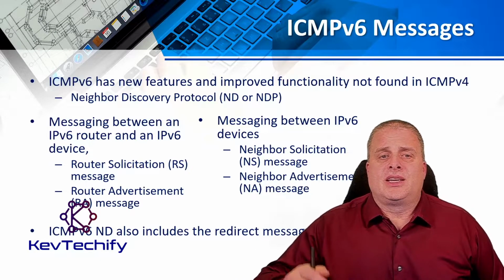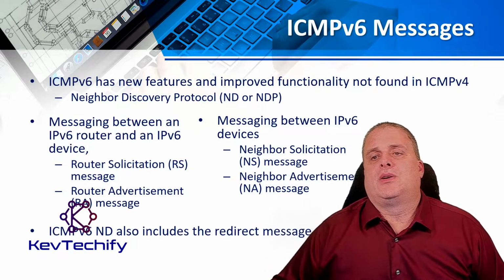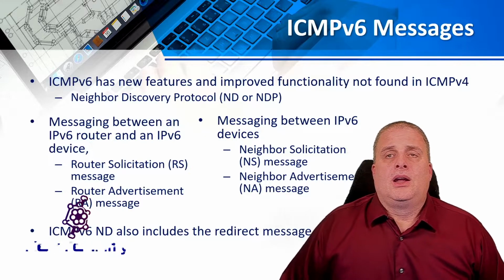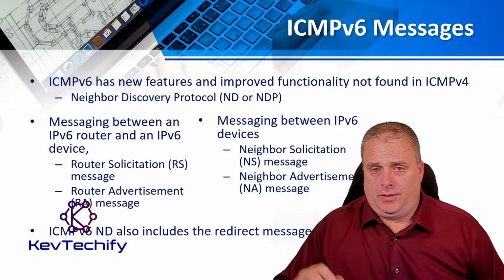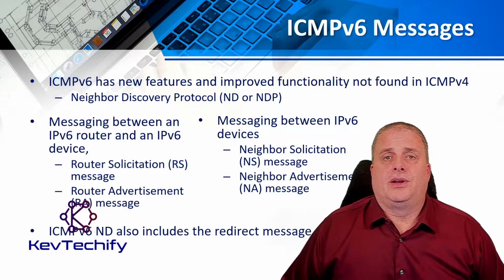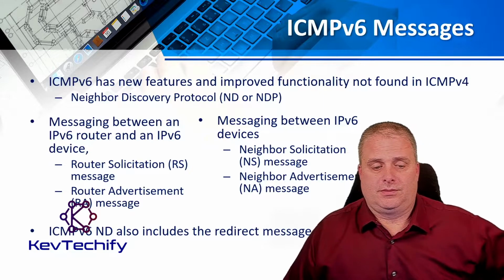ICMP version 6 messages. ICMP version 6 has several new and improved messages, functionalities that weren't found in ICMP version 4. Typically, it's the Neighbor Discovery Protocol, ND or NDP. You can use both of those abbreviations to represent Neighbor Discovery Protocol.